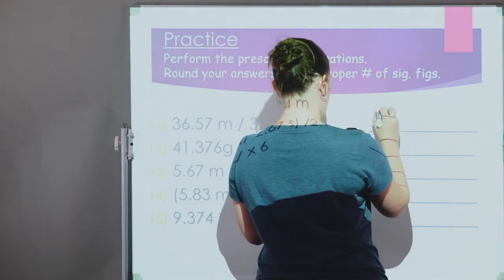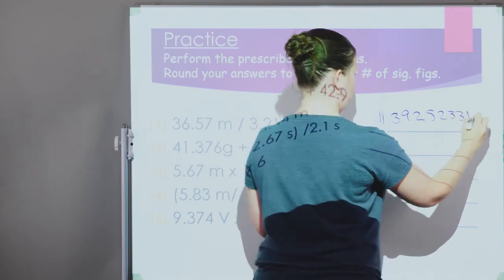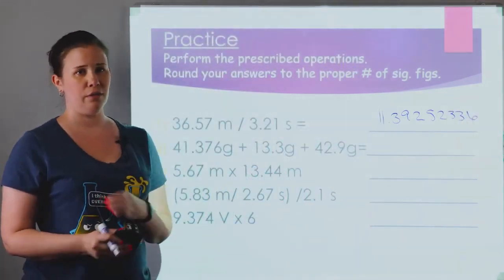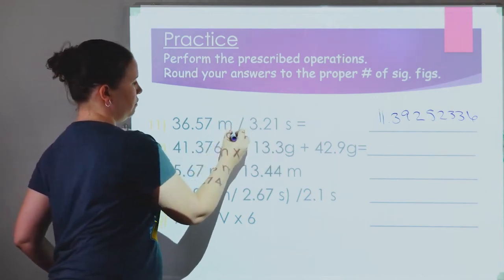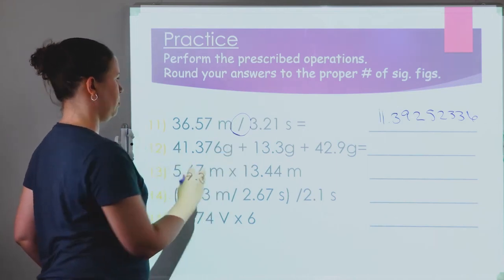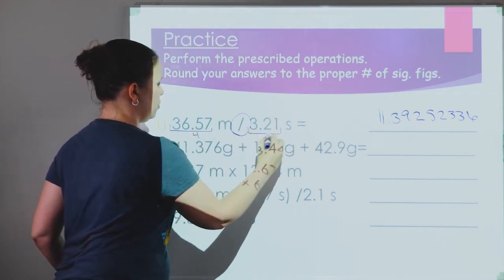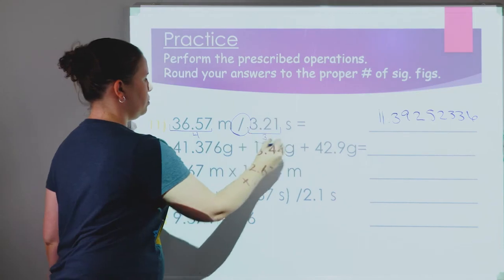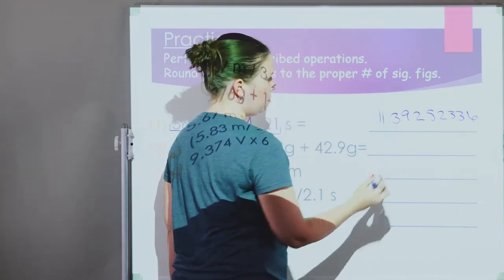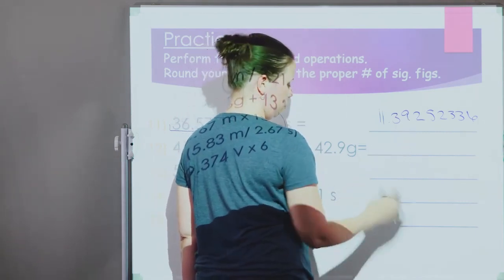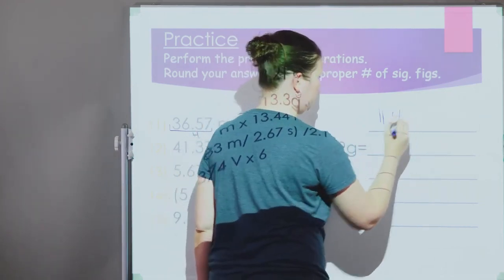And I get 11.39252336. And the calculator just goes on and on. What we have to determine is where to round that. So this is multiplication and division. I'm going to go by the least number of significant figures. So here I have 4 significant figures versus 3 significant figures. So the least number is 3 significant figures. So I'm going to keep 1, 2, 3 digits. But we do have to check, would the 9 round up the 3? And yes, it would. So 11.4.